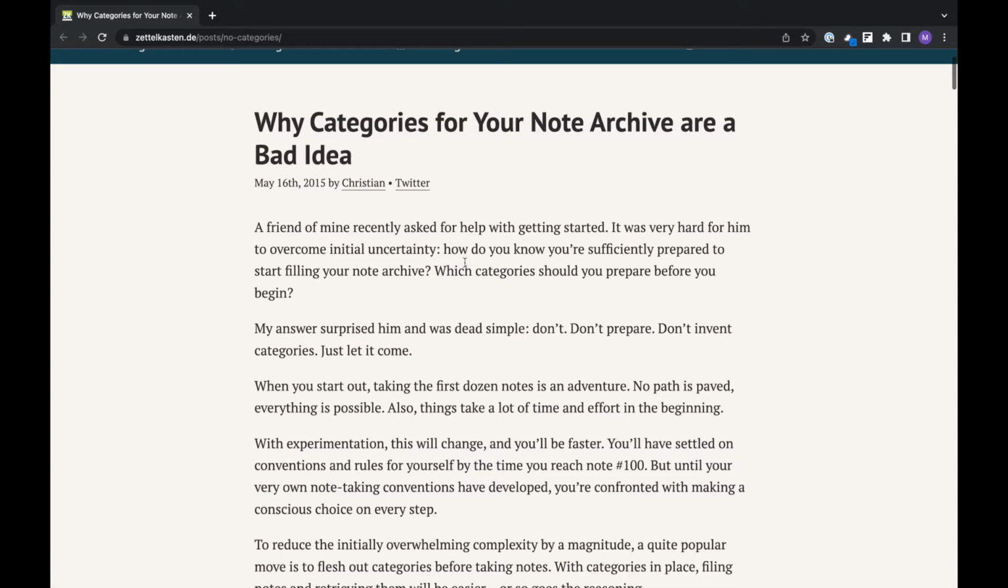Today we'll be taking notes on this article called Why Categories for Your Note Archive Are a Bad Idea. Hopefully this process can give you a better idea of how I use Zettelkasten, and hopefully you can take this to improve your Zettelkasten workflow.